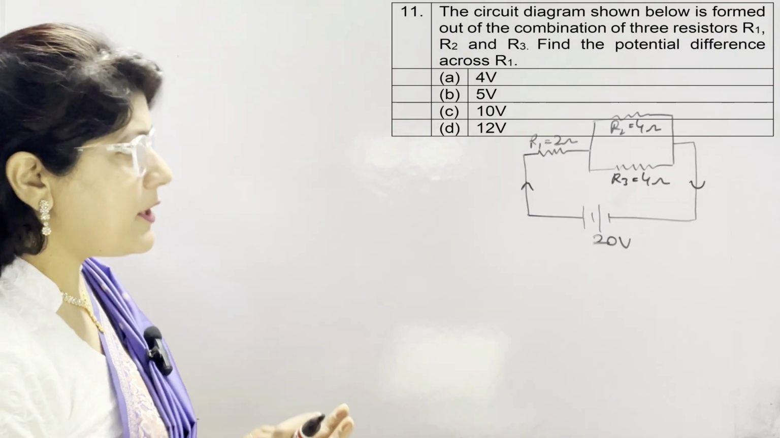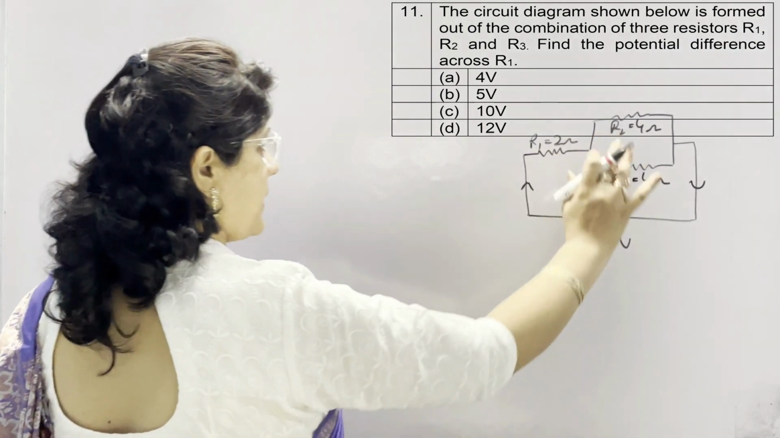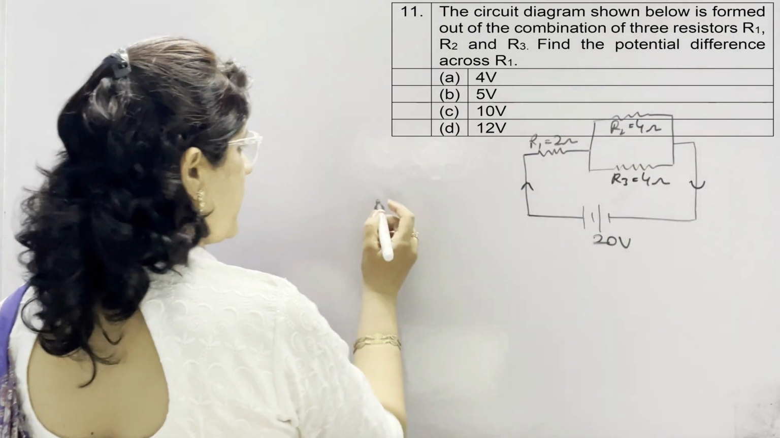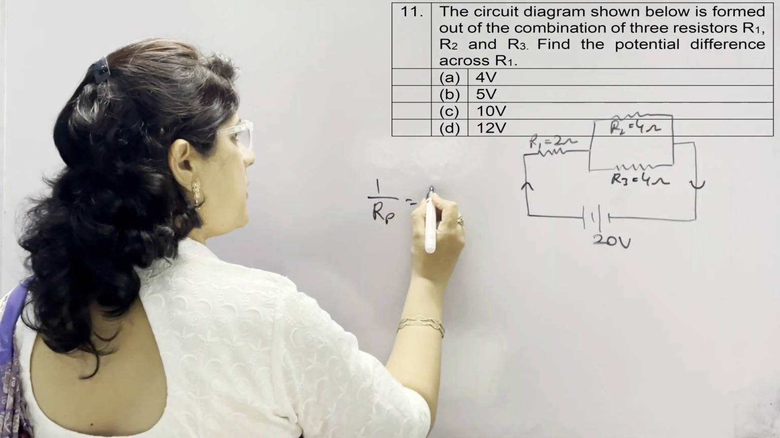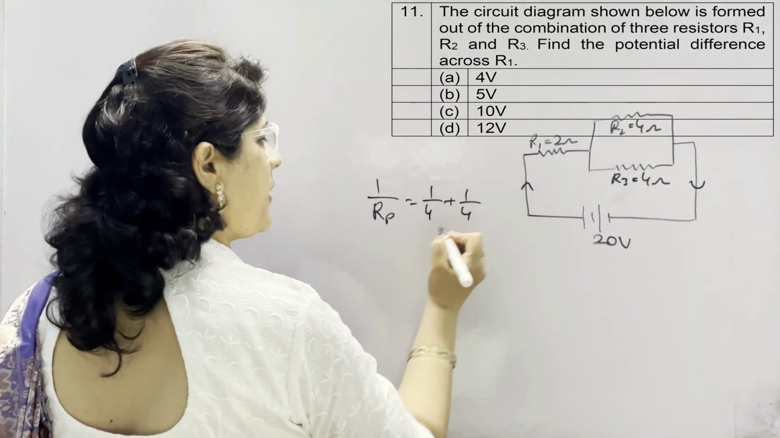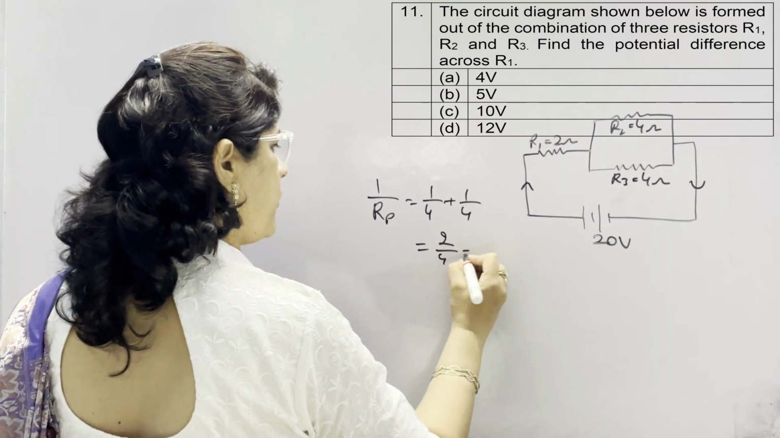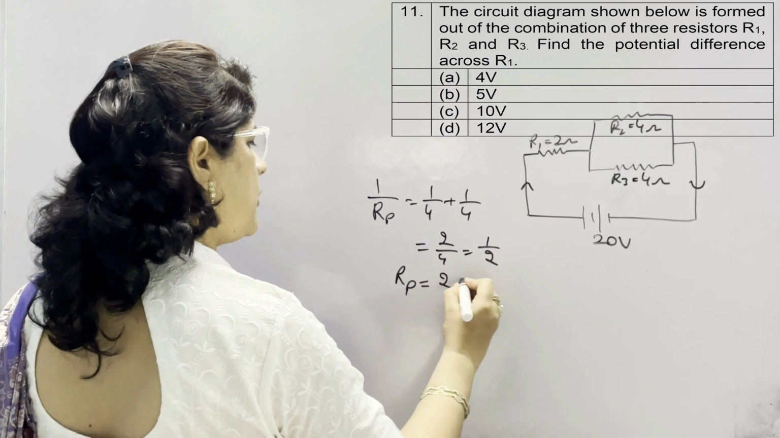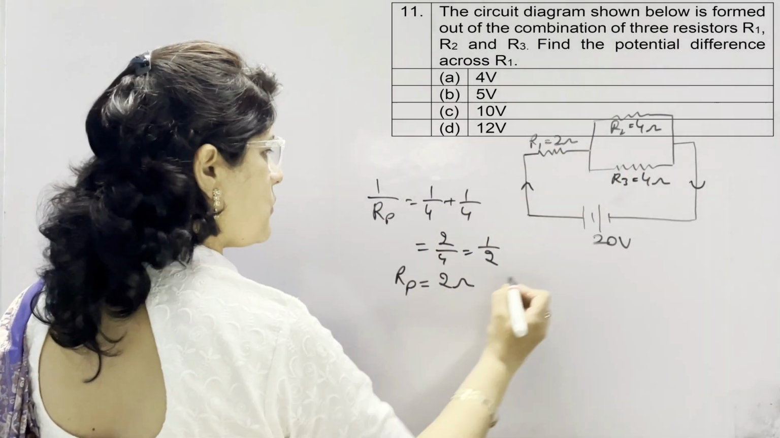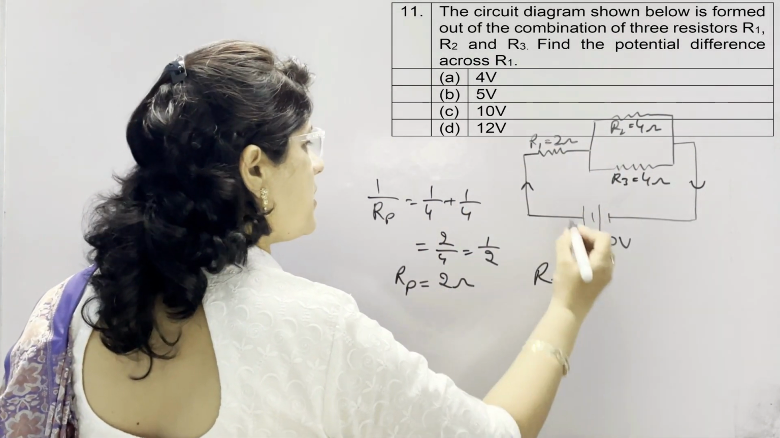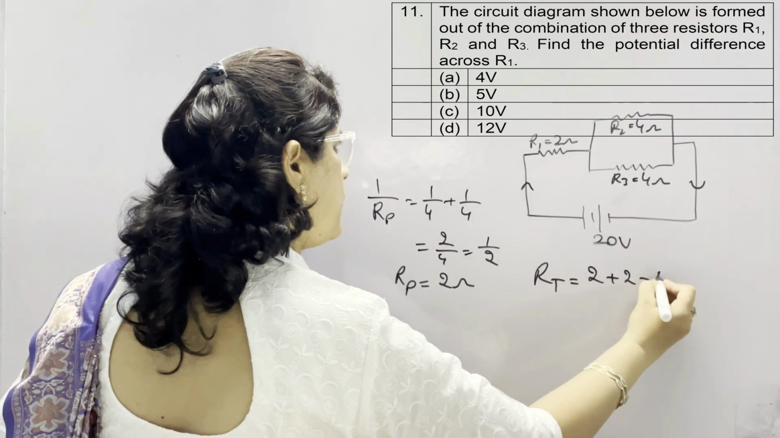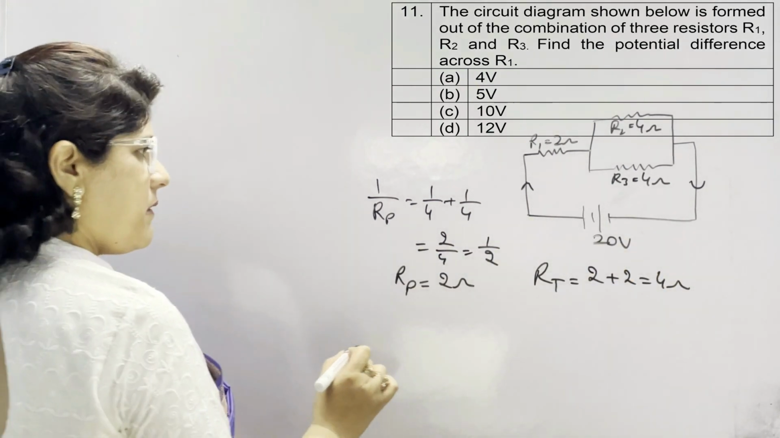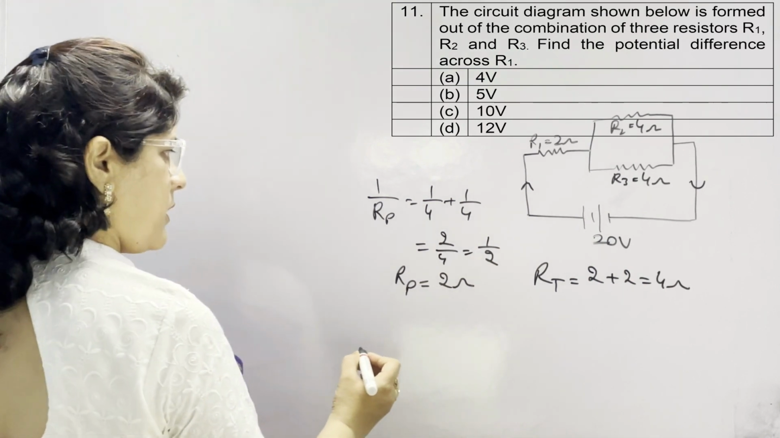First we need to calculate the equivalent resistance in the complete circuit. Parallel combination of 4 and 4: 1 upon Rp is equal to 1 by 4 plus 1 by 4, which means 2 by 4, which means 1 by 2. So the parallel combination's overall resistance is 2 ohm. In series with this 2 ohm, the total resistance here is 2 plus 2, 4 ohm. No internal resistance is given, so the potential difference is directly 20 volt.